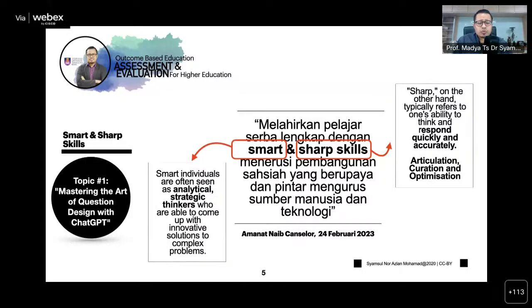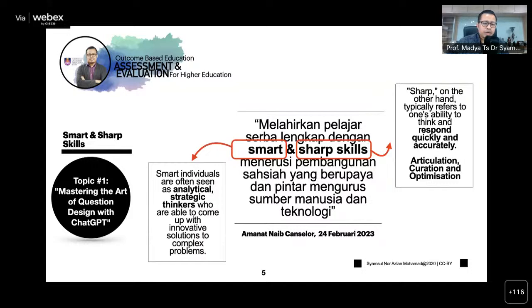And interestingly, one of the verbatim on that amanat, our Datuk Wisti mentioned about melahirkan pelajar serba lengkap dengan smart and sharp skill. It's quite trending because currently we are talking not only about generic skills or maybe specific skills, but also about the smart skills and the sharp skills. So what is the meaning of this particular statement?